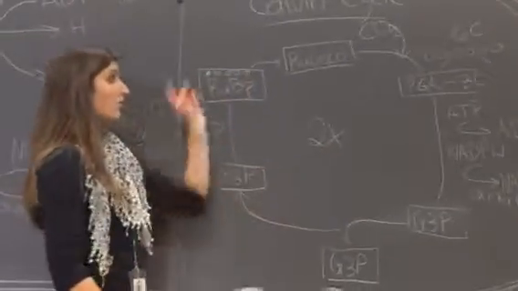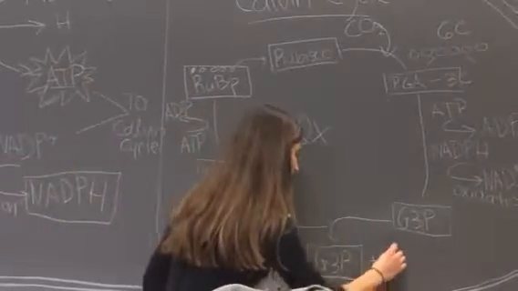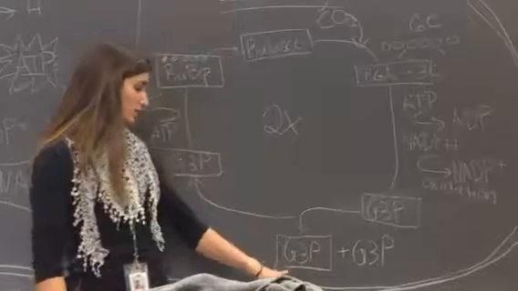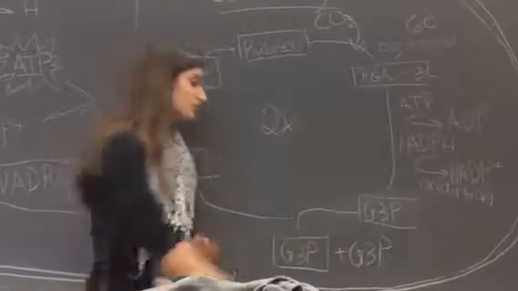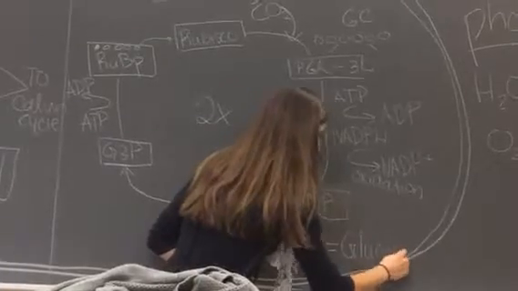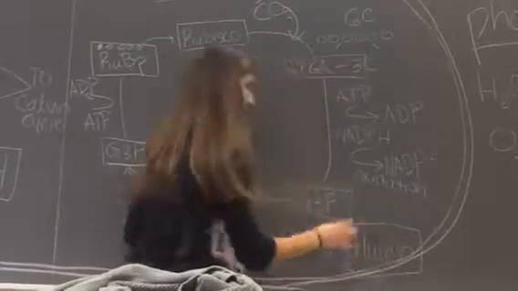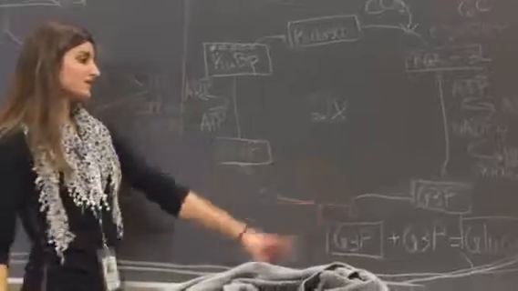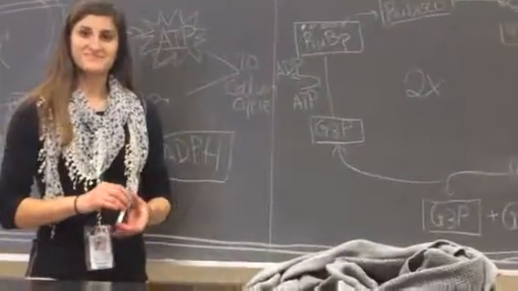So we want to do the cycle one more time. We form another G3P, so 1 G3P plus another G3P will give us our final product of photosynthesis. And I hope that was helpful.